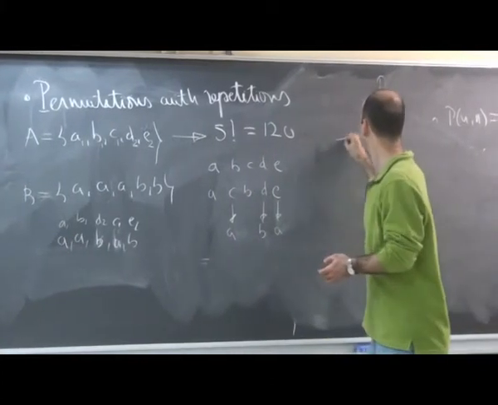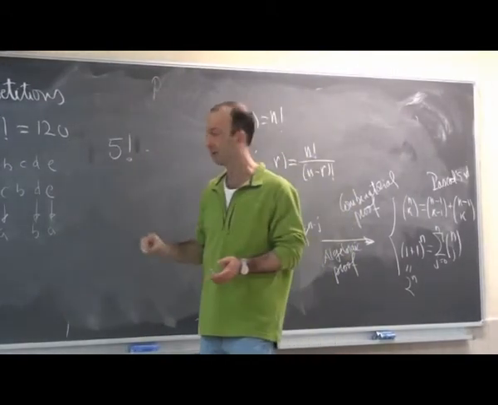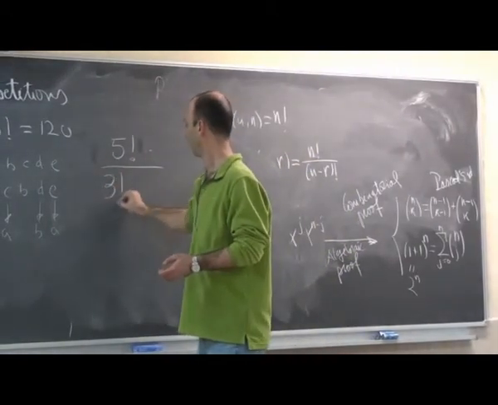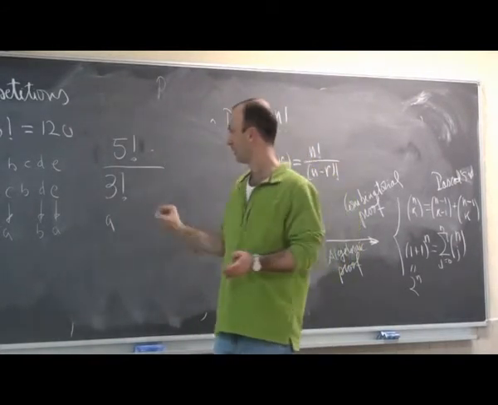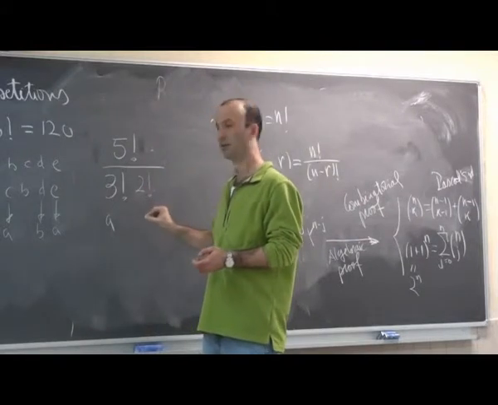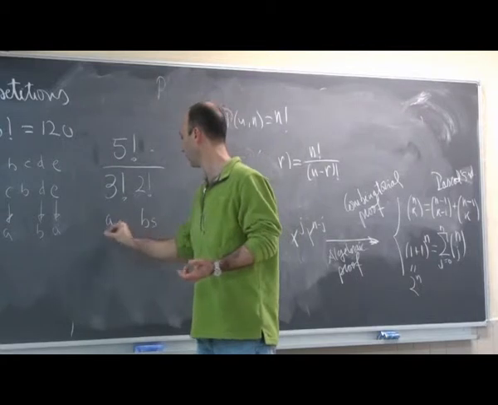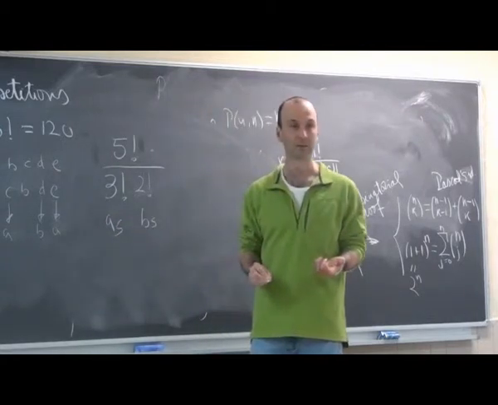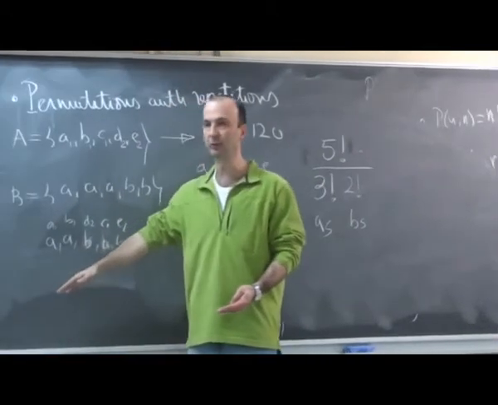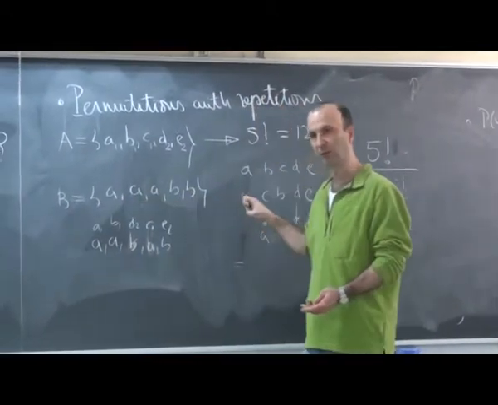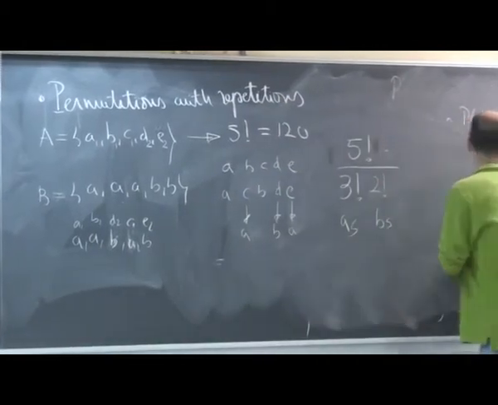So here you have 5 factorial divided by 3 factorial. This corresponds to A. Times 2 factorial. No. 1 times 2 factorial, which corresponds to this, right? So remember that day that I wrote all the permutations and said this corresponds to 1, and we made all the computations.